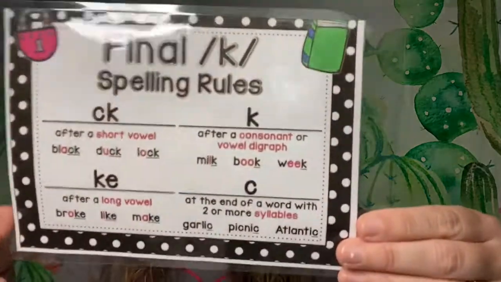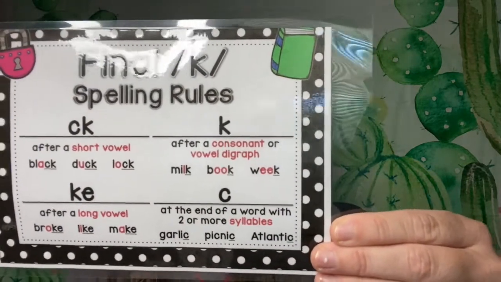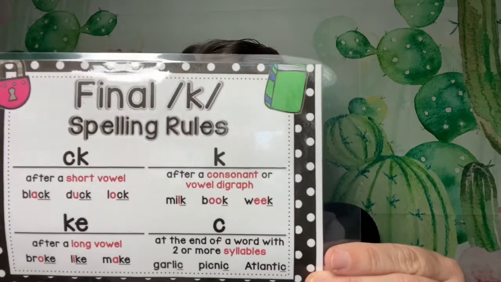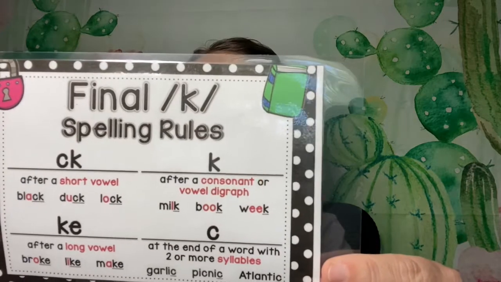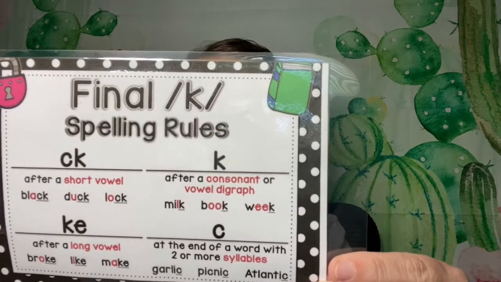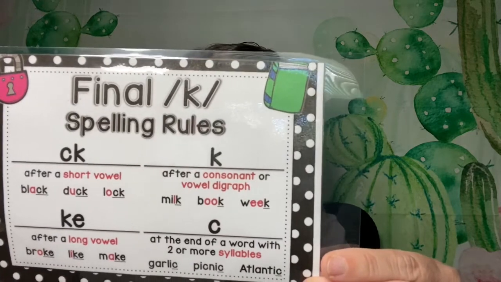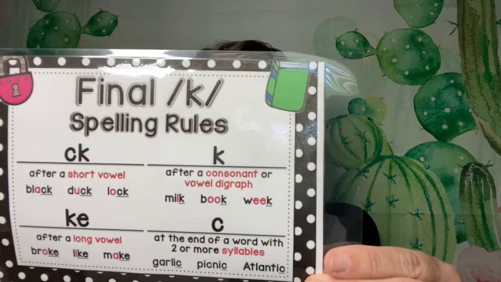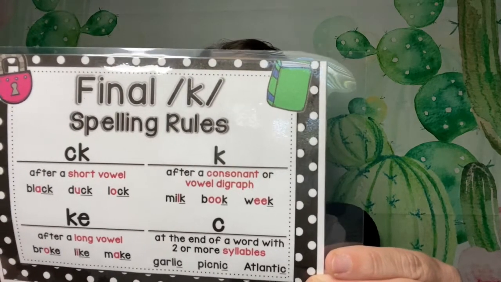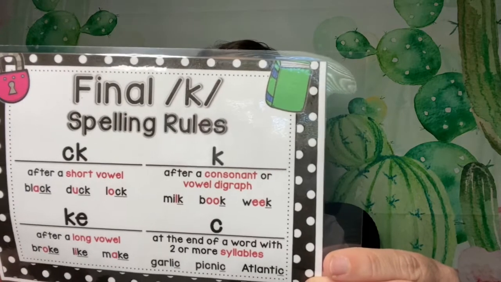Below that, it is reviewing the spelling rules that we've learned so far about that k sound. Spelling with the final k spelling rules. You will see the rules and they look like this. We've learned that final CK is used after a short vowel, like in the words black, duck, and lock. K is used after a consonant or a vowel digraph, like in the words milk, book, week.